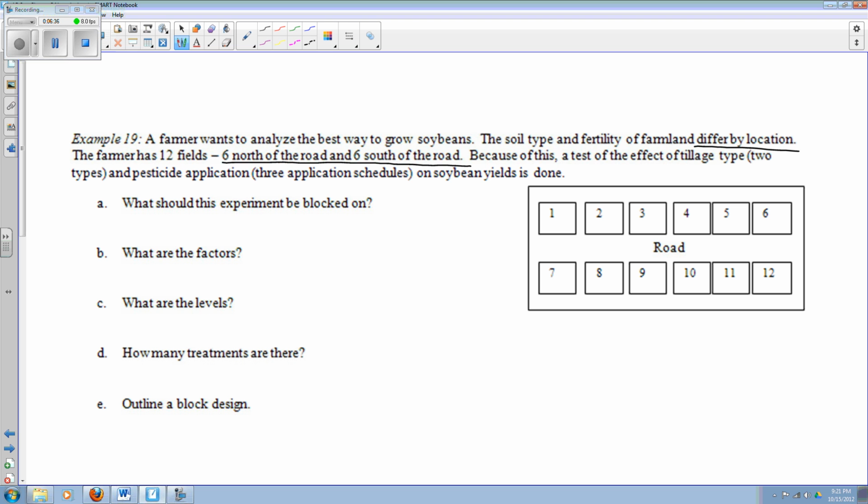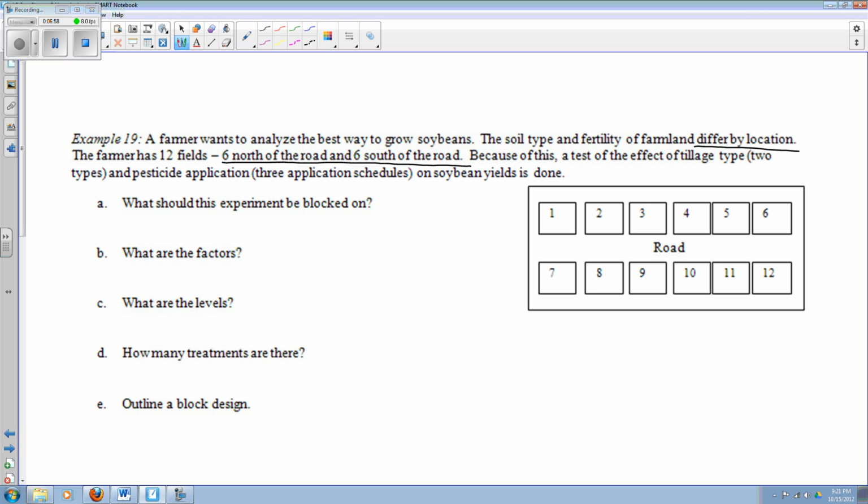So it's not that if we end up with some treatment that the soybeans grew a great deal, we need to know that it wasn't just because it was south of the road. We need to also have tested that north of the road to make sure it's not just the factor of location that's affecting things. Okay, so I kind of spelled that out.